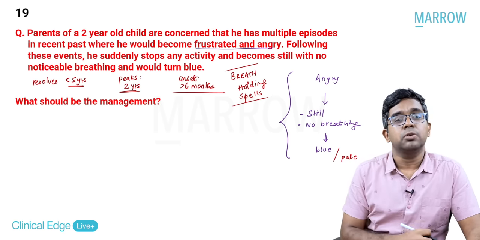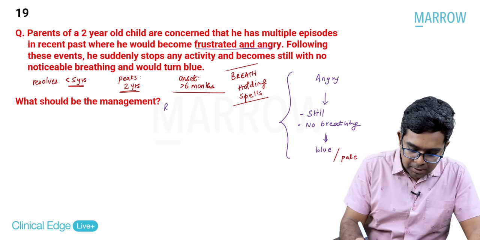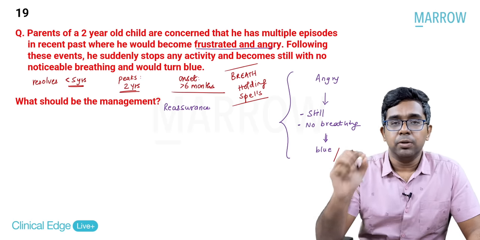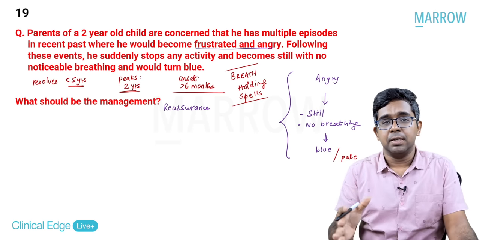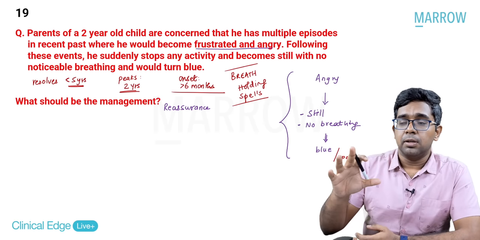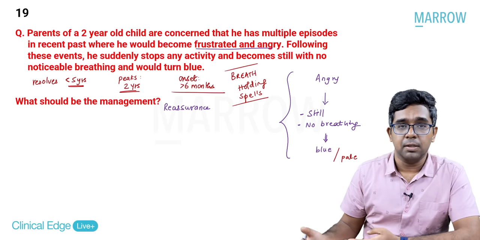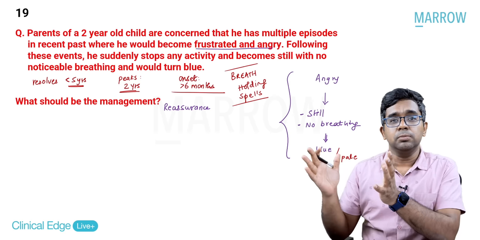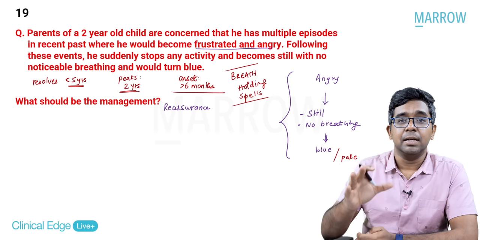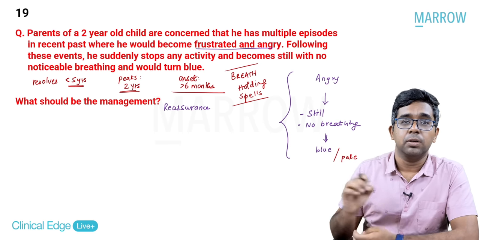So if I ask you, what should be the management of this particular condition? It is again, reassurance will be the management of this condition. The only thing is that the parent should ensure that the child stays in a quiet place, without any sharp objects, so that the child is unlikely to injure himself or herself. And all that is required is to not give undue attention to this particular condition and leave the child as such for a few minutes and the child should be okay. Okay, that's what you have to remember.